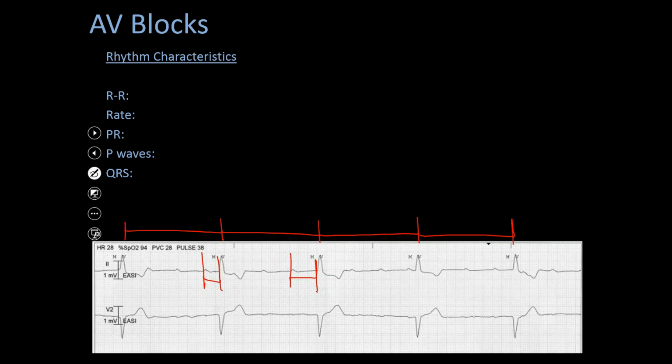Now the large boxes between R to R's, what do we have? 1, 2, 3, 4, 5, 6, 7, 8, 9, 10. Oh, so we'll say approximately 10. So 300 divided by 10 is 30 beats per minute. 30 beats per minute falls well within the ventricular pacing range, and the QRSs are wide and bizarre. So this looks like third degree AV block with a ventricular escape rhythm.